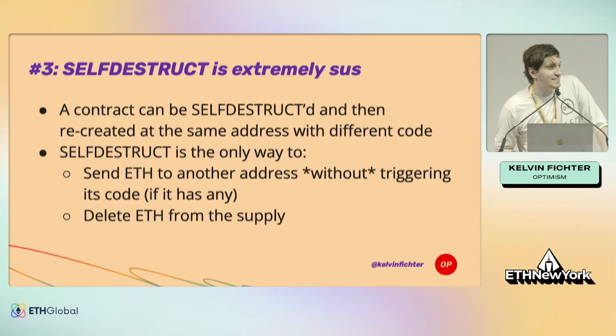In the code for self-destruct, when you trigger the opcode, it will just increase the balance of the recipient, and it won't actually trigger a call to the recipient. So it's the only way to do it.